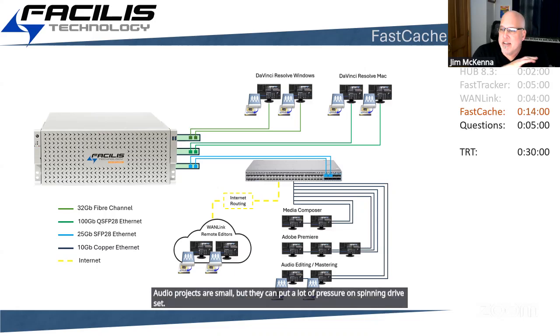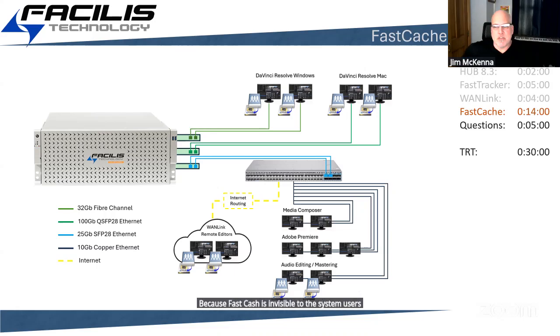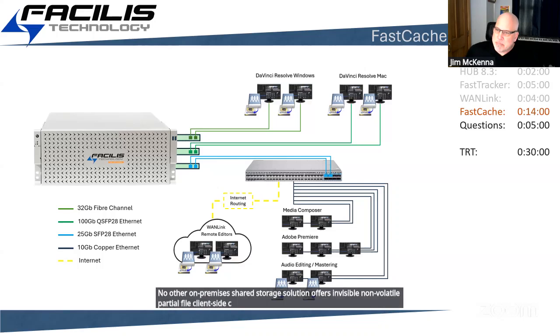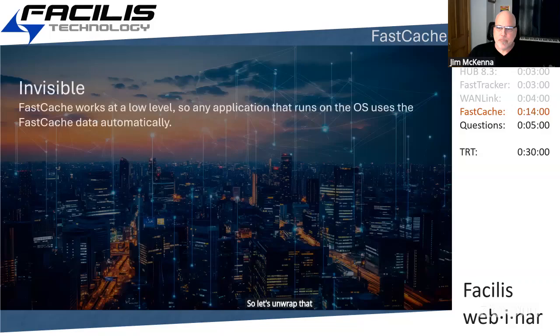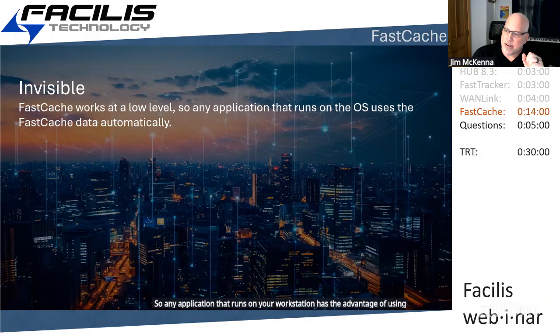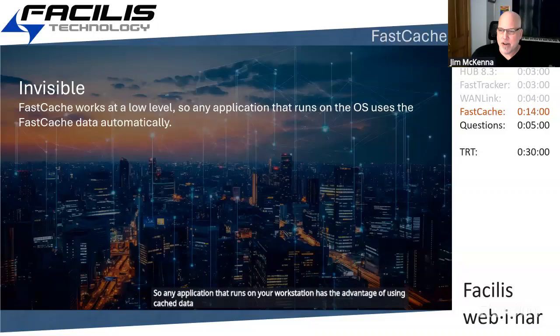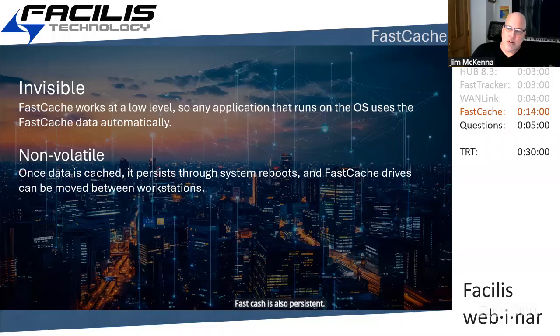Because FastCache is invisible to the system users, it can only benefit the workgroup. No other on-premises shared storage solution offers invisible, non-volatile, partial file client-side caching. That's a lot of tech speak, so let's unwrap that for a minute. FastCache works at a low level, so any application that runs on your workstation has the advantage of using cached data simply by accessing files from mounted volumes. FastCache is also persistent through network disconnects and system reboots. And you can even create cache data in one location and move it to another workstation.